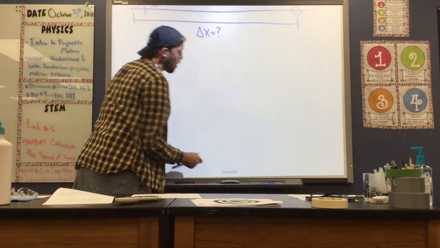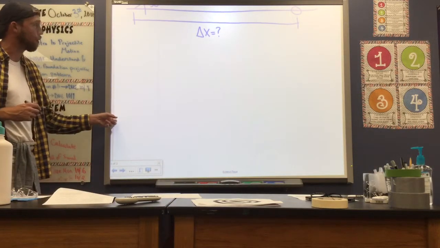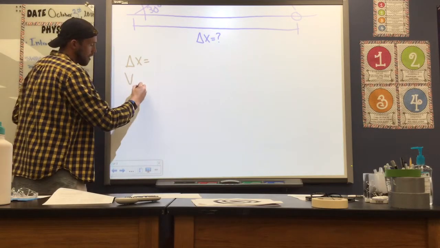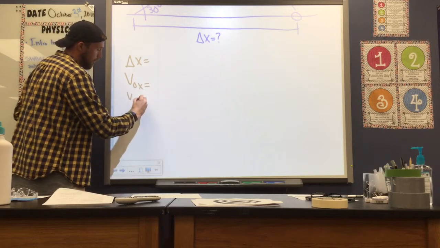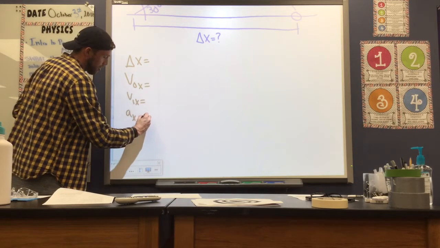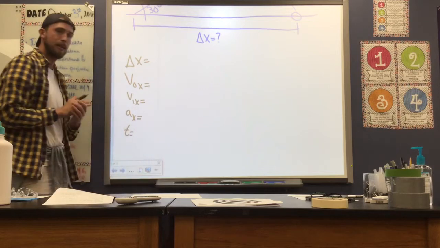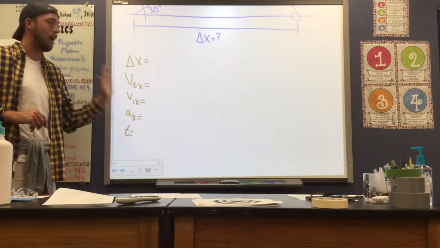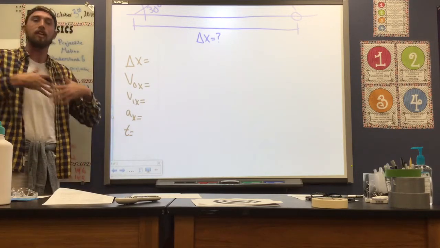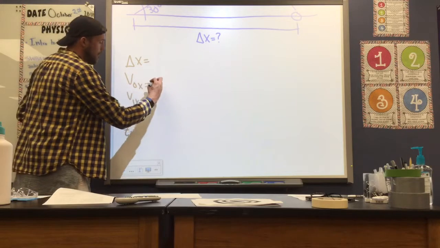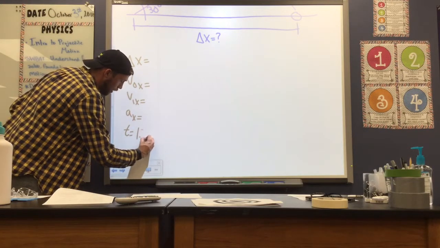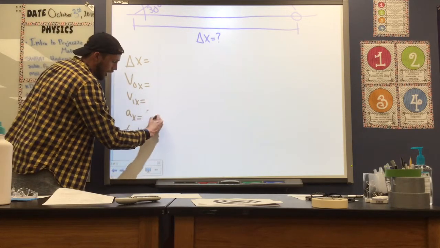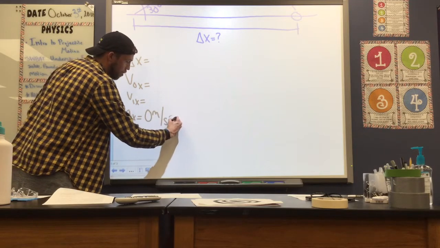So I'm going to list out my variables just one more time from what we had from problem number 1. Delta x, initial velocity in the x direction, v1 in the x direction, acceleration, and time. Now time was something we solved for in problem 1. You will need that here in problem 2. So if you haven't done that, make sure you go back, watch that video, and feel good about solving for time. So our time was approximately 188.6 seconds. My acceleration in the x direction will always be 0 meters per second squared.